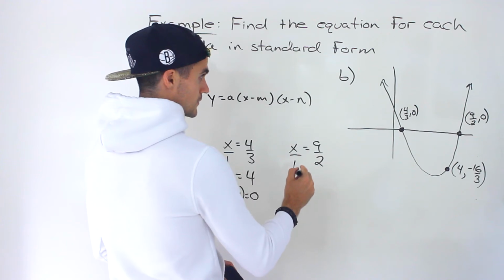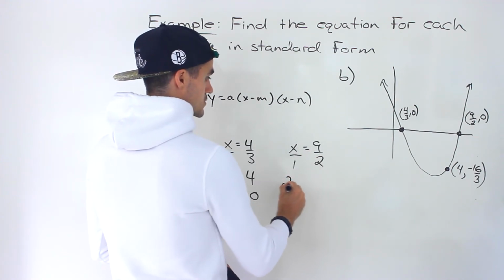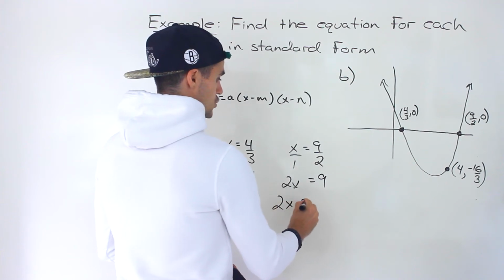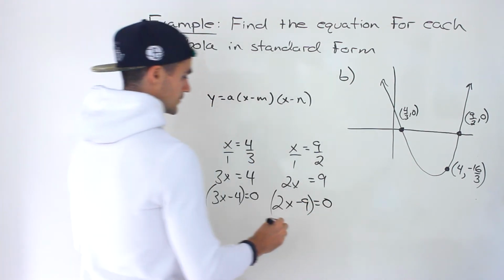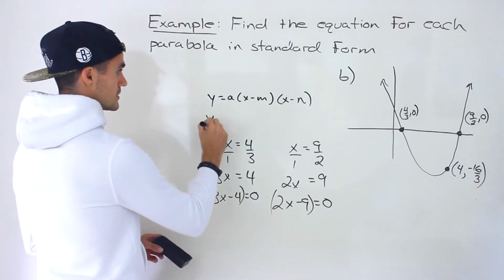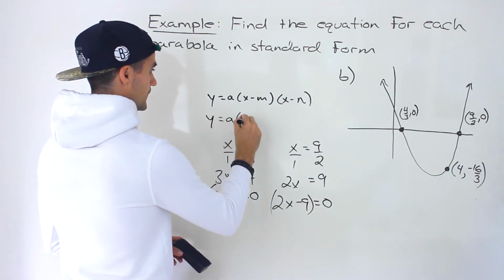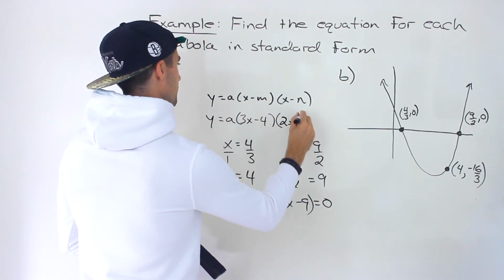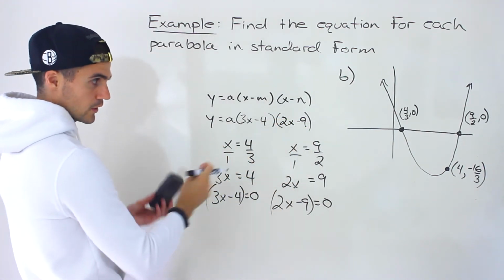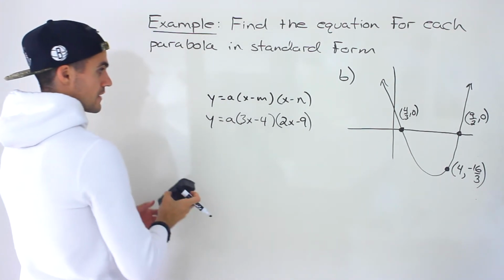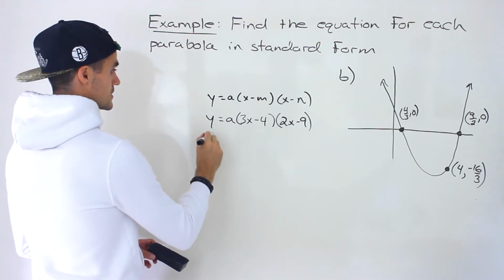For the intercept of 9 over 2, 2 times x, 2x, 1 times 9 is 9, bring the 9 over, 2x minus 9 is equal to 0. So that would be the other factor. So we plug in these factors over here, and then we could plug in that point for negative 16 over 3 to solve for the a value. So we have negative 16 over 3.